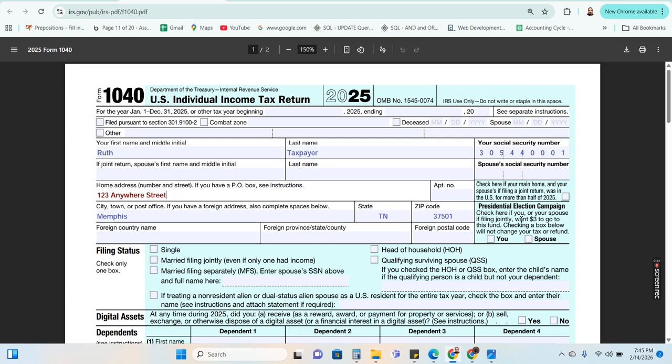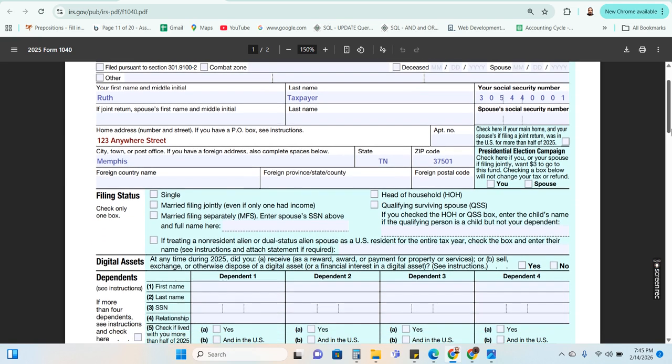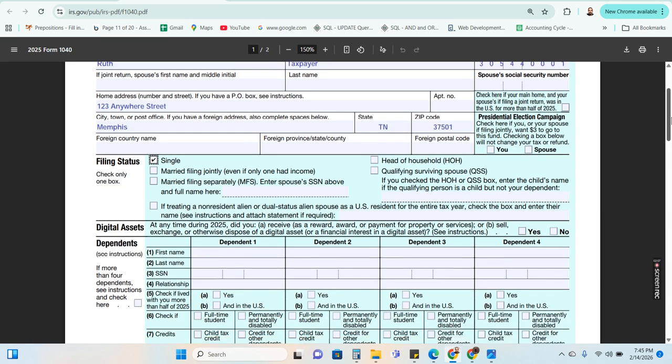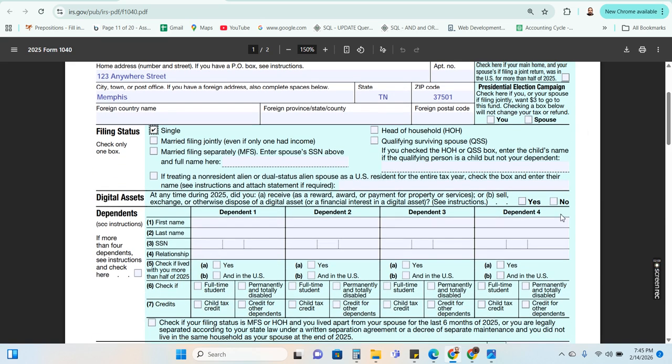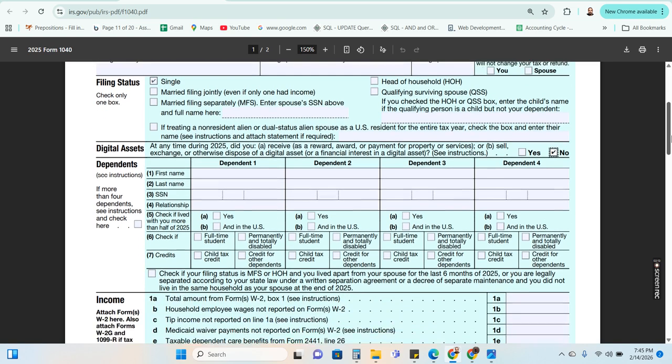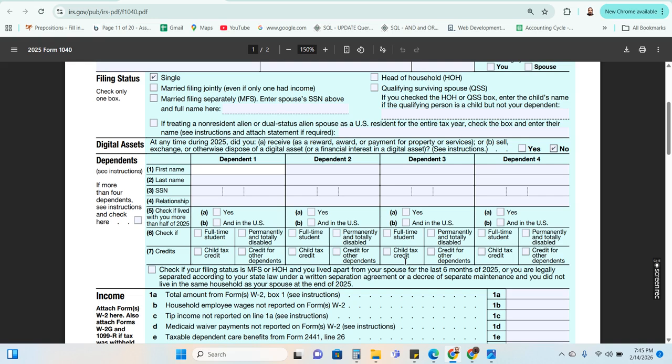Filing status: single filing status. And then dependents: no dependents in this case.